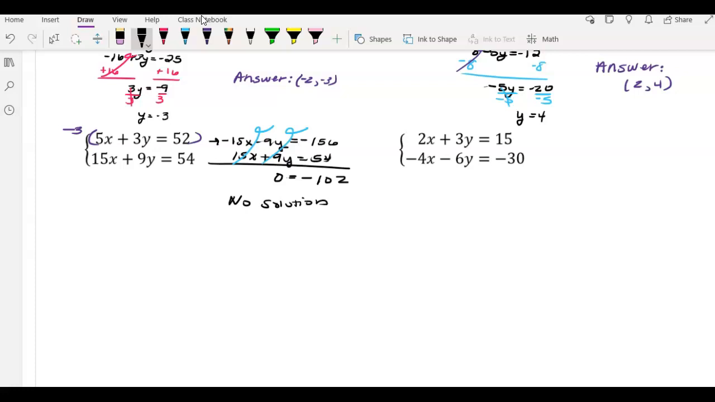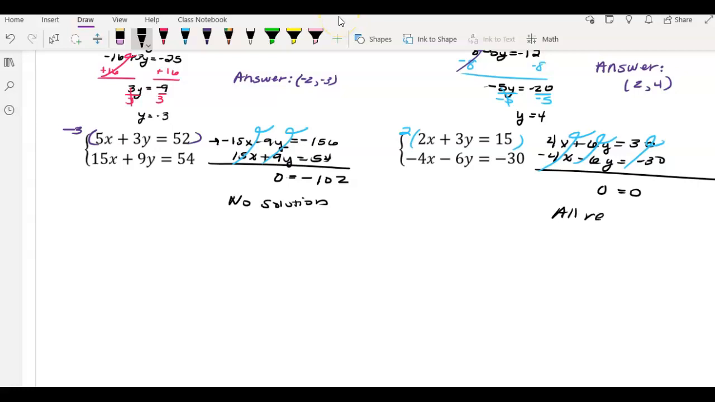All right, let's go to the next one. Can 2 go into 4? Absolutely. How many times? Twice. And because 4 is already negative and 2 is already positive, we do not have to change the signs. So now we have 4x plus 6y equals 30, and minus 4x minus 6y equals negative 30. If you've already done this math quickly, you'll notice boom, boom, boom. In this case, 0 equals 0, so we have an all real numbers solution.